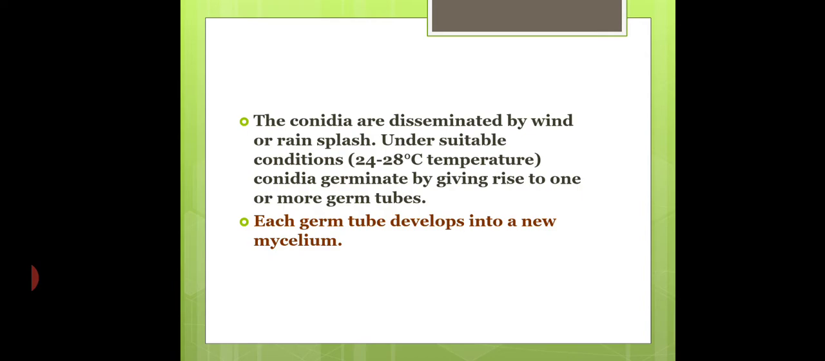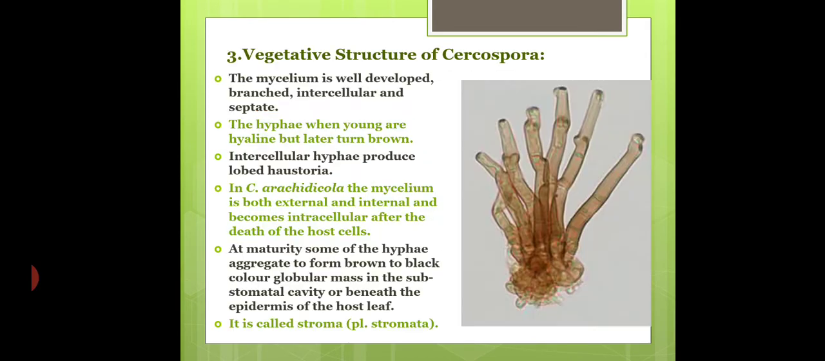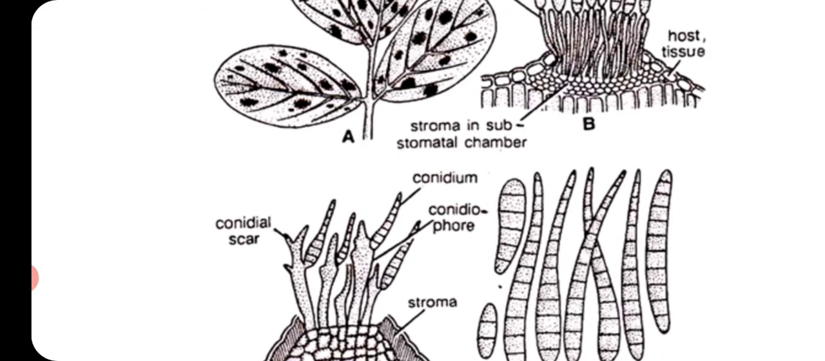Okay, so when the suitable climatic condition is 24 to 28 degrees centigrade, the conidia germinate by giving rise to one or more germ tubes. Each germ tube develops into a new mycelium, that's all. And before that I will explain by using this one.